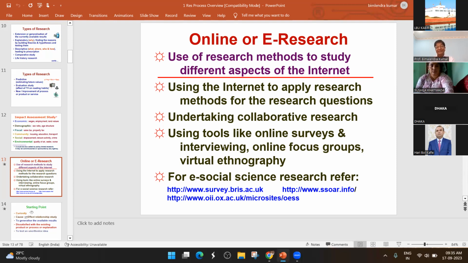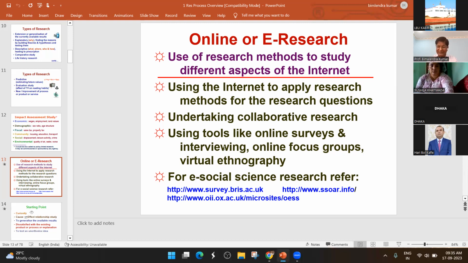There is another kind of research: online surveys or interviewing, online focus groups, and virtual ethnography. Ethnography generally refers to anthropological or sociological studies. Through online questions or questionnaires which are developed and prepared and given to different people, the outcomes come for a particular group. So this is also a kind of e-research.